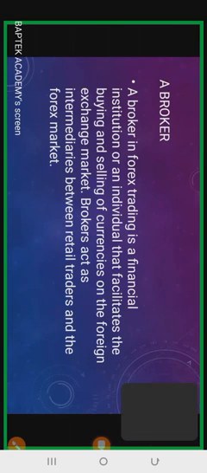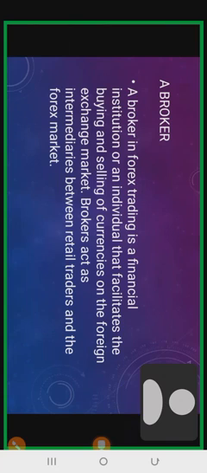A broker in forex trading is a financial institution or an individual that facilitates the buying and selling of currencies on the foreign exchange market. Now, let me take that again. A broker in forex trading is a financial institution or an individual that facilitates the buying and selling of currencies on the foreign exchange market. Now, for example, remember we said a broker is a financial institution or an individual.